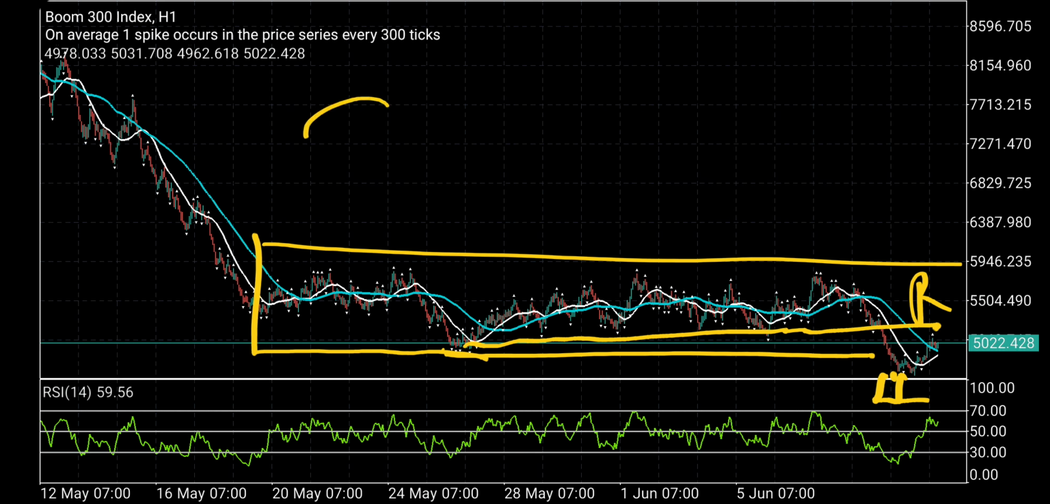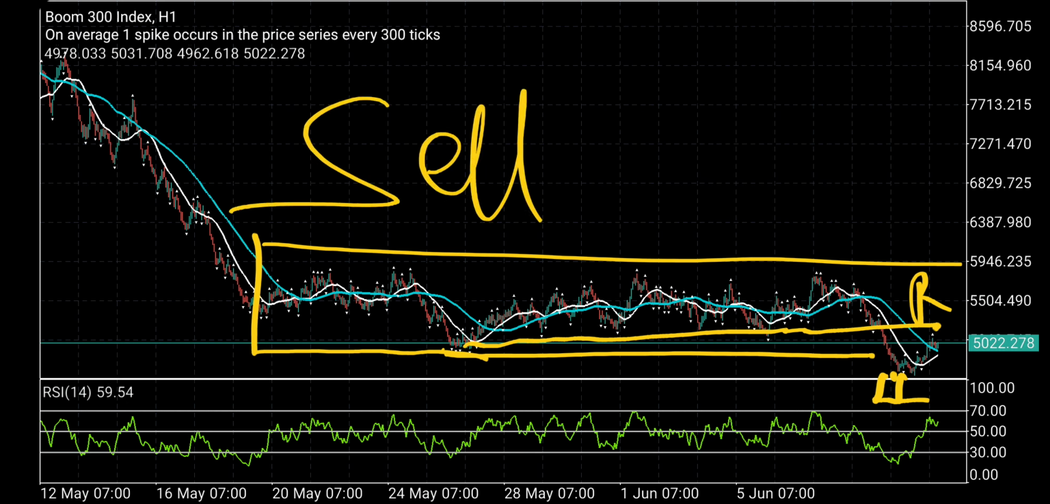But the boom is always good for sell, depending on your capital. So I won't be going into this market right now. That is my analysis of the boom and crash: the Boom 500, Crash 500, Boom 300, and Crash 300. Always cross check the chart before you take your trade. That is very, very important.